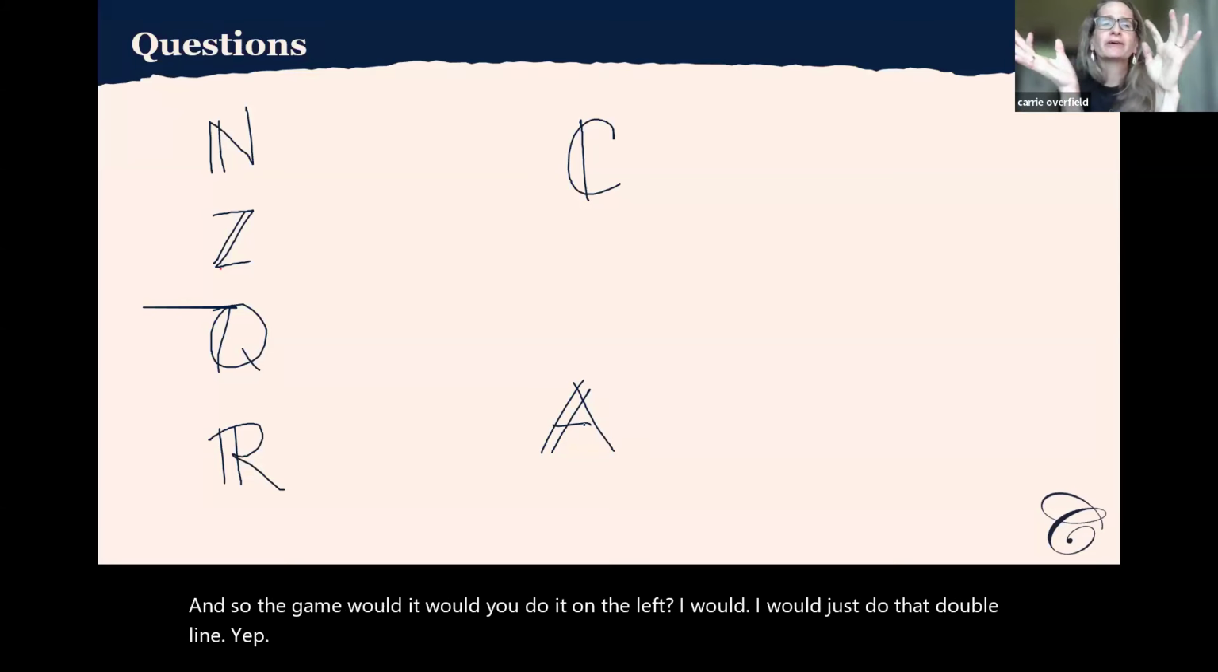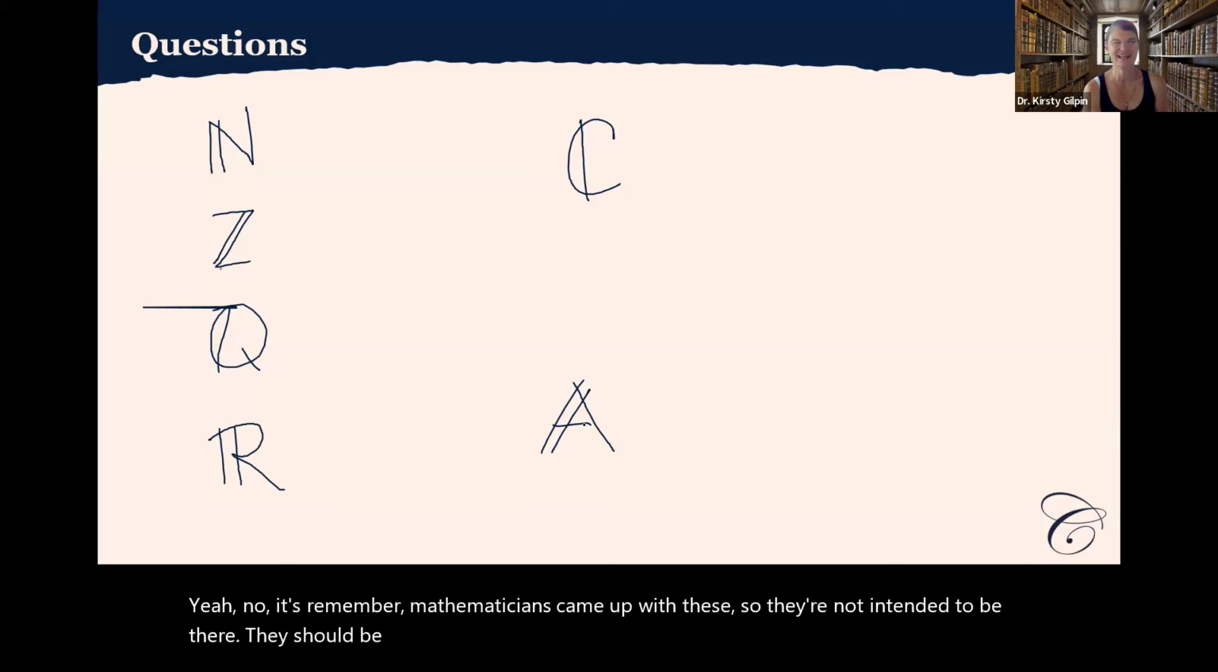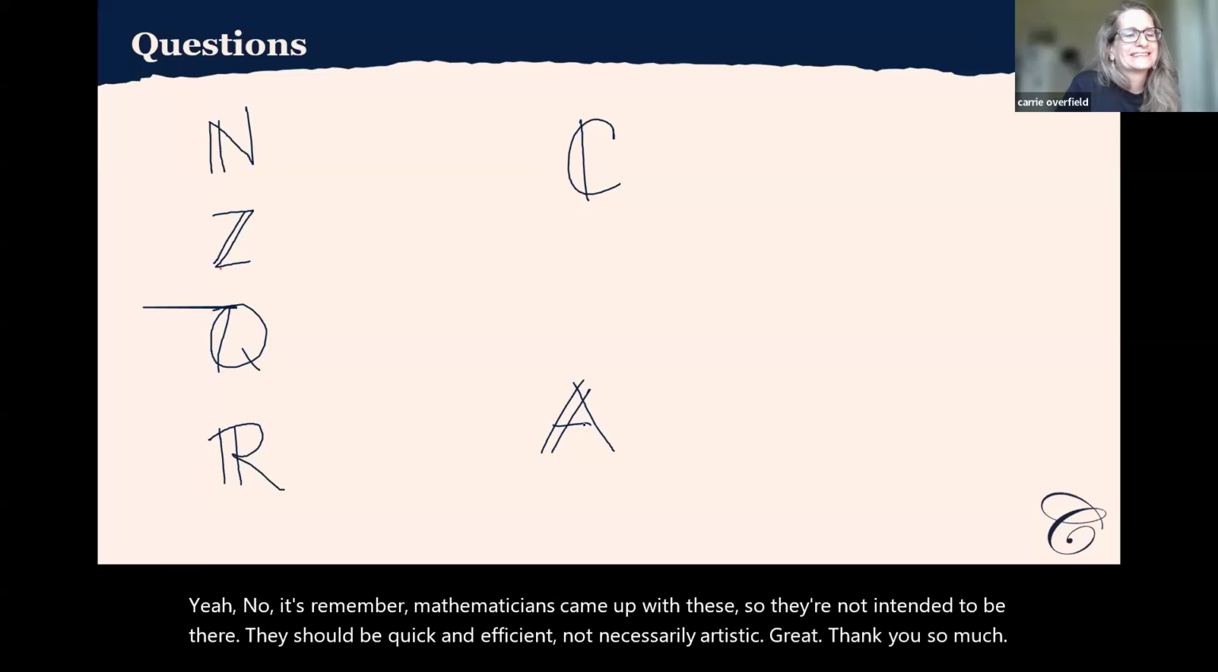Thank you. I was trying to think, okay, I know I can make it really artistic, but that's going to take me more time than I feel like I have. Yeah, no. Remember, mathematicians came up with these, so they're not intended to be artistic. They should be quick and efficient. Great. Thank you so much. Oh, you're welcome.